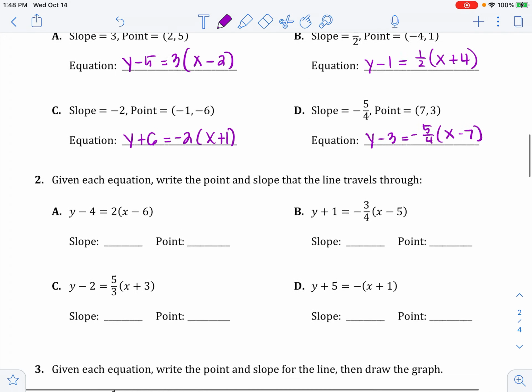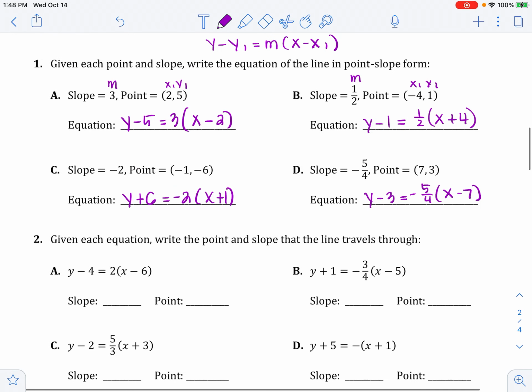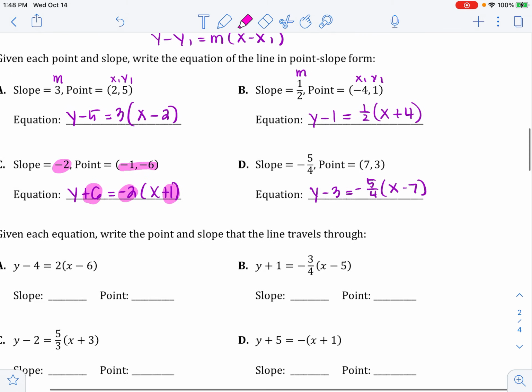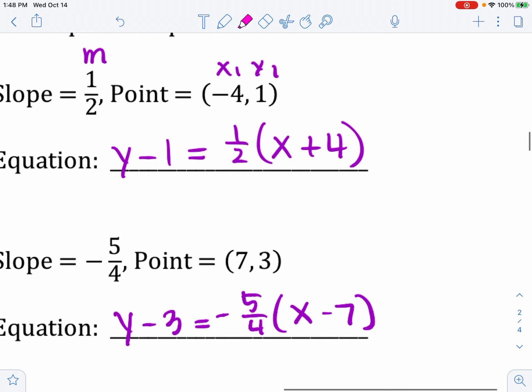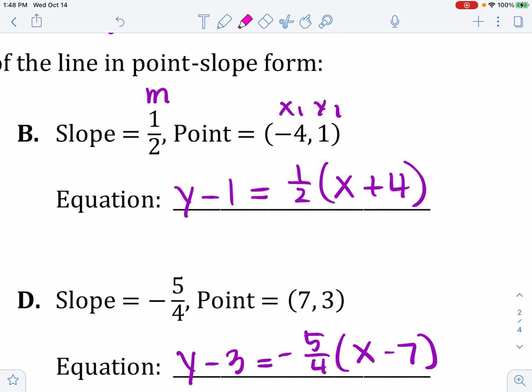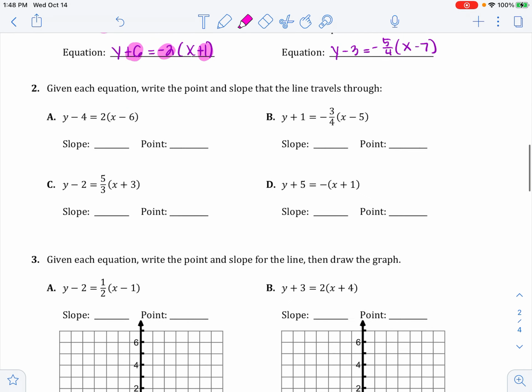Given each equation, write the point and the slope that travels through the line. So let's look back at these really quickly. Notice how I get this point. I use this and this, but notice it's the opposite of them. So it's -1, -6. And then to get m, I just use whatever that m value is. Here's another good one to look at, b. To get the -4, 1, I take the opposite of this and the opposite of this. So -4, +1. And then my slope is 1/2.